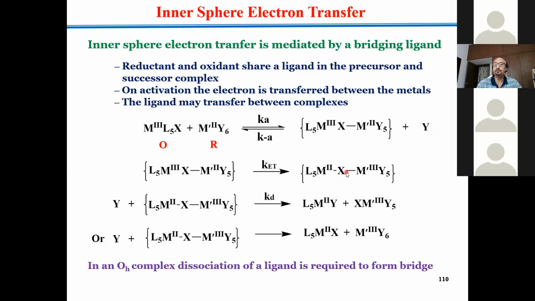Alternatively, one could think that X would come into the domain of M instead of M prime. Then your product would be L5MX, what we started with, and then your M prime would be Y6. The only variation is we started with the 3, and this is 2, and this is 2. This is the net electron transfer. But in this case, there is no ligand alteration. But in this case, electron transfer is followed by ligand alteration, which has taken place.